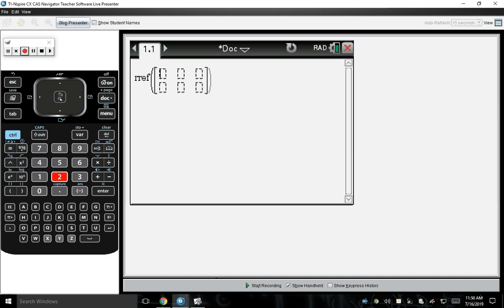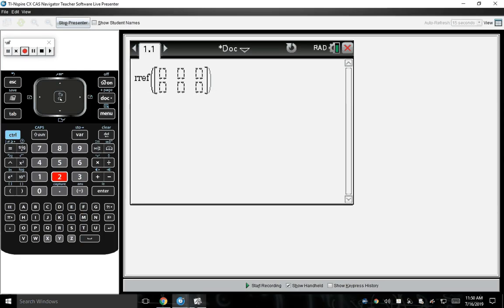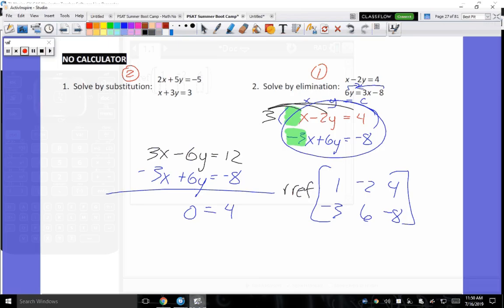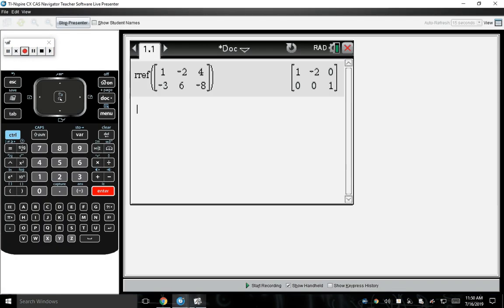Now let's go to our coefficients that we wrote. We wrote 1, negative 2, 4, and we wrote negative 3, 6, and negative 8. And this is what we get. Now, we got an answer that looks like this.